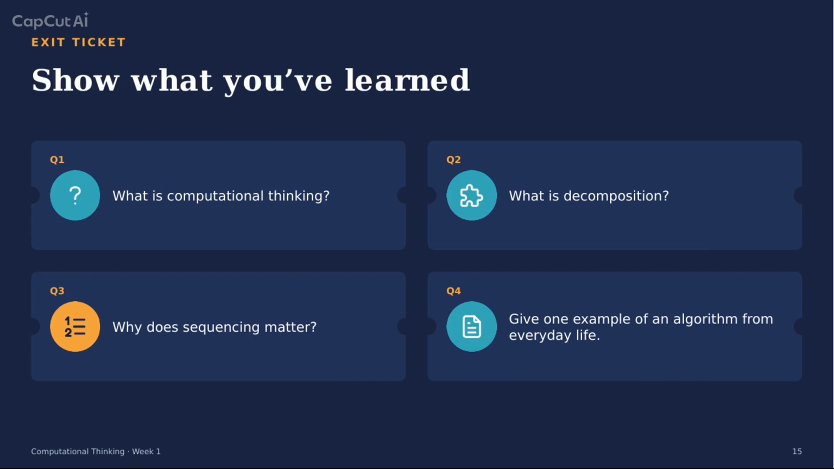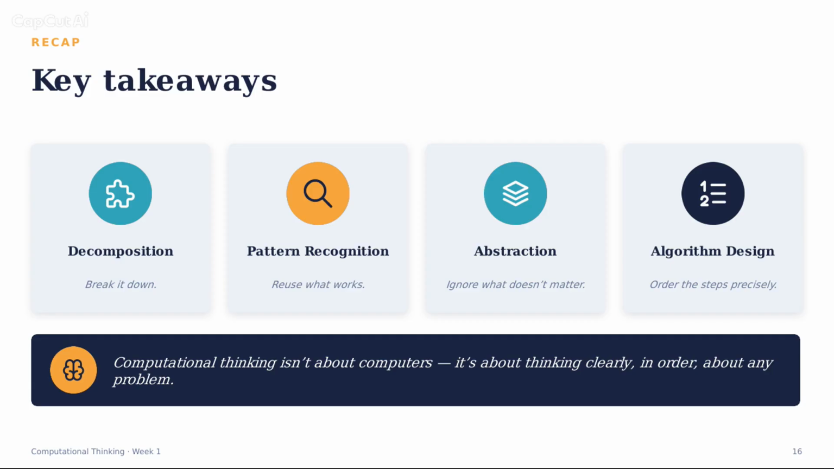Let's recap the four building blocks one more time. Decomposition, break it down. Pattern recognition, reuse what works. Abstraction, ignore what doesn't matter. And algorithm design, order the steps precisely. Computational thinking isn't about computers. It's about thinking clearly and in order about any problem. And that's a skill that will serve you whether or not you ever write a line of code.